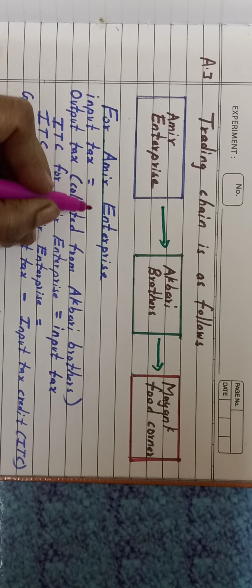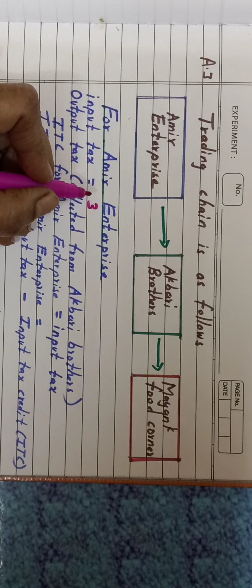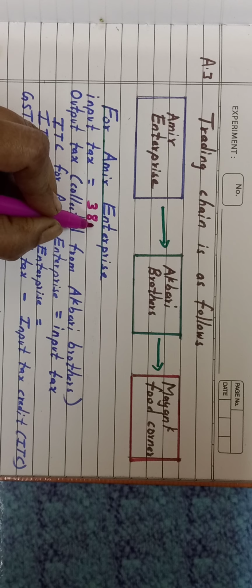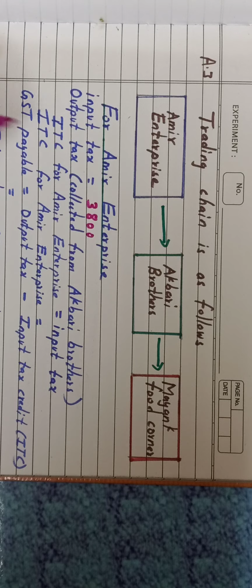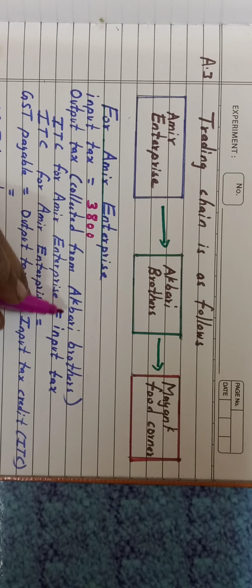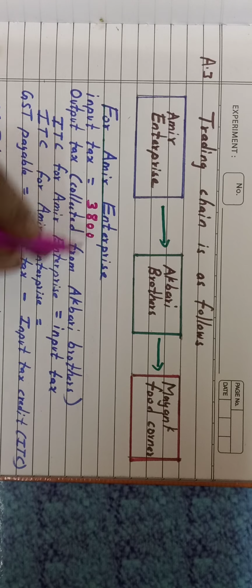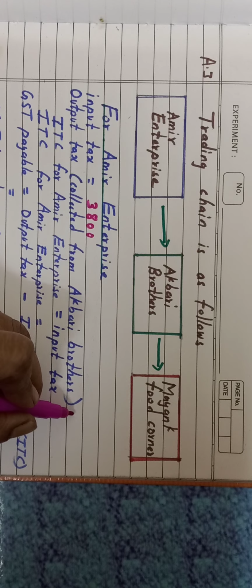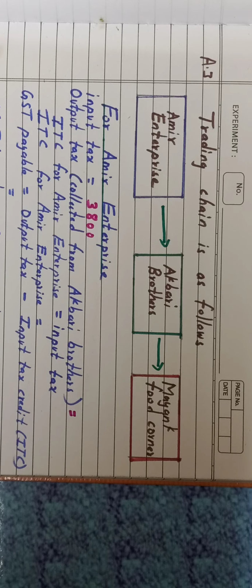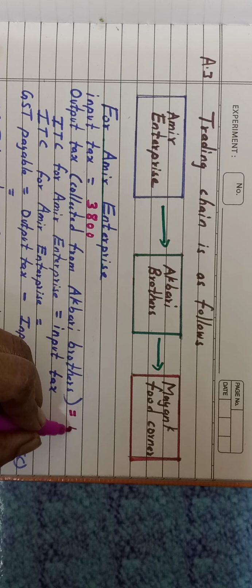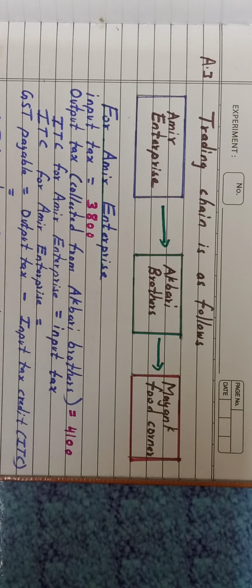So we will write input tax is 3,800 and output tax, collected from Akbari brothers, for Amir Enterprise. In bracket I have written so that you understand it a little better. So output tax is 4,100. Okay. Now ITC for Amir Enterprise is equal to input tax. This I have already explained to you all. So ITC for Amir Enterprise, what is input tax?